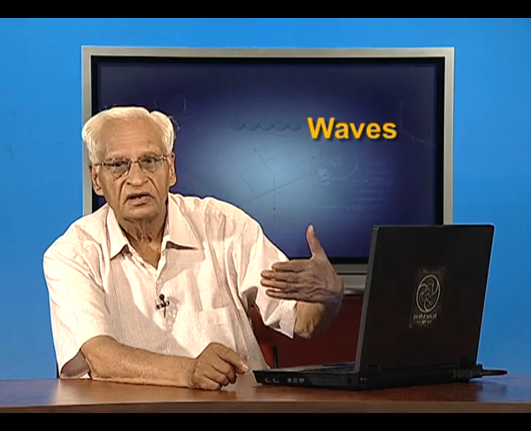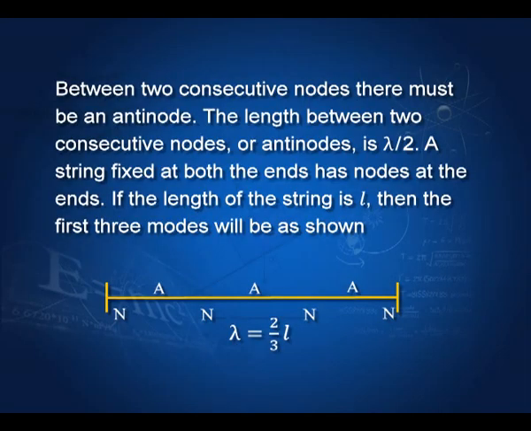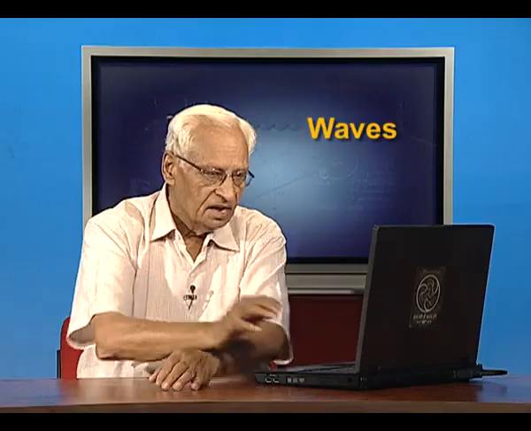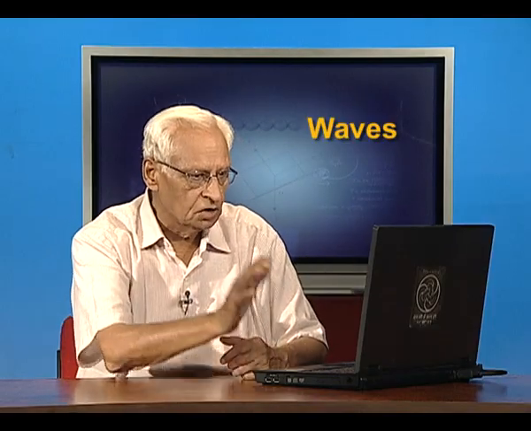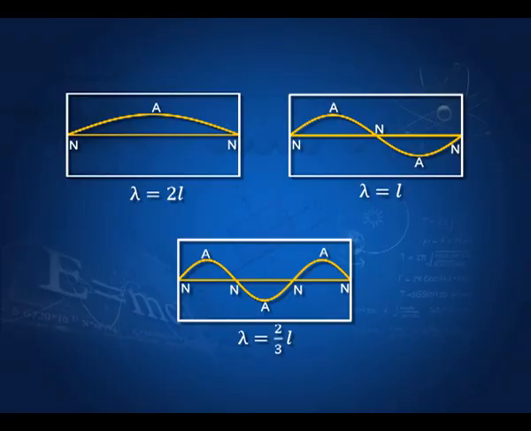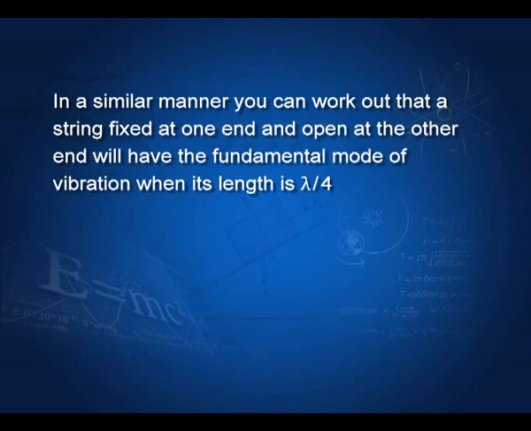And then we can have the next mode, where we have now four nodes between the two fixed ends and three antinodes, and the wavelength now is 2/3 of the length of the string. If we talk of frequencies, as we shall do now, let me show first of all the formation of this standing wave and these modes. In a similar manner, you can work out that a string fixed at one end and open at the other end will have the fundamental mode of vibration when its length is lambda by 4.